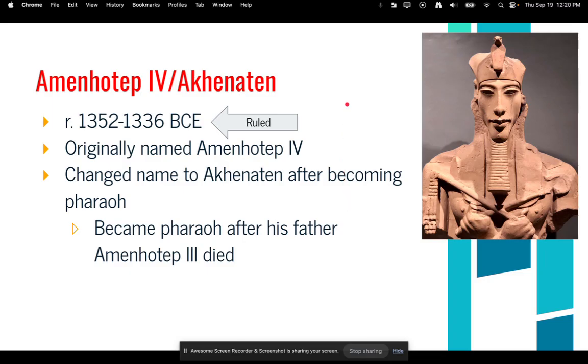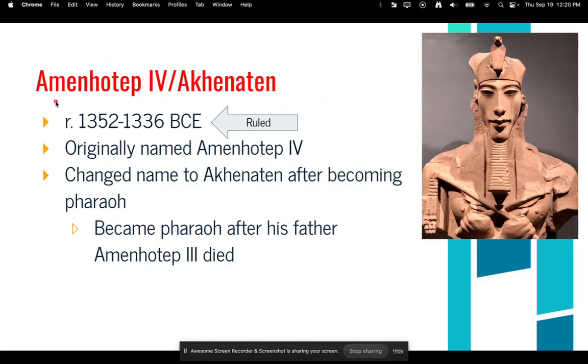All right, so now I'm going to talk about this one dude, because this one dude has a crazy life. So his name is Amenhotep IV, but he later changed his name to Akhenaten. So they both mean the same dude, okay? Both these names are just this one dude here. So he ruled from 1352 until 1336 BCE in ancient Egypt.